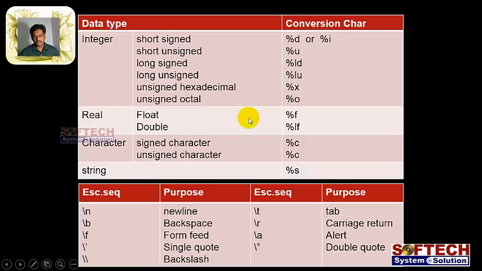Then real: float is %f, double is %lf. Double is a long float, internally it is a long float. So float is %f, double is %lf. Character, signed character %d, unsigned character we use %c. For string, we use %s. These are the conversion characters. These conversion characters indicate the data types at the time of accessing the data.